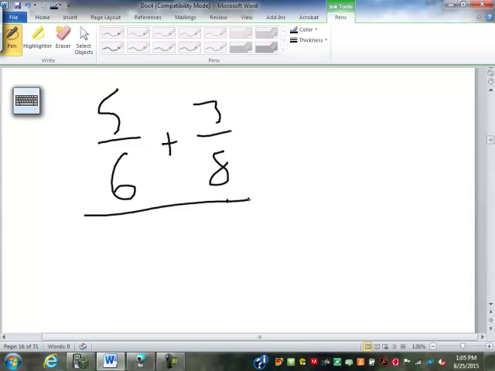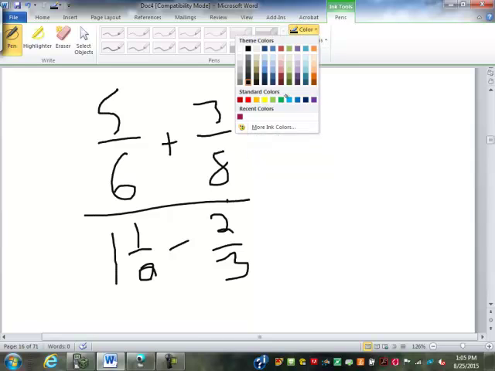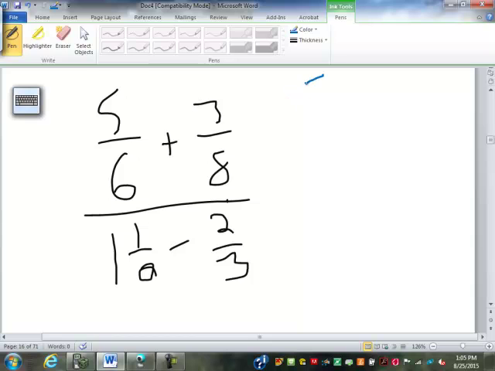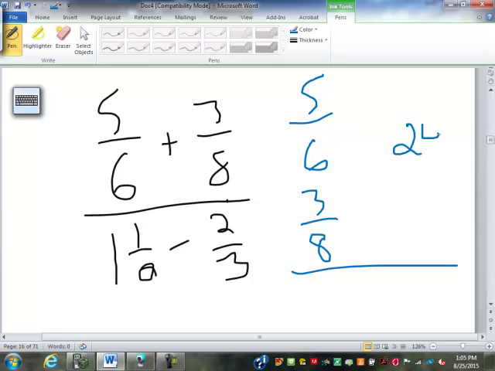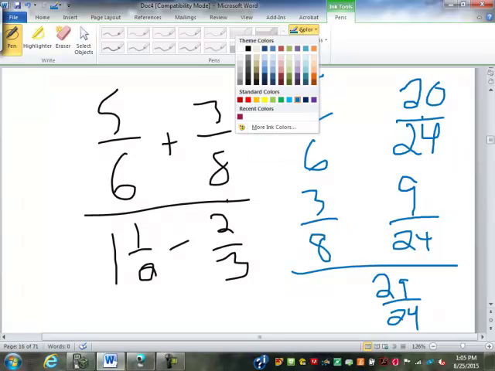We've got 5/6 plus 3/8 over 1.5 minus 2/3. Okay, just like with whole numbers, we have to do the top first. What do we have to do up there? Common denominator. Good. What's that common denominator going to be? 24. What's this one going to be? 20, right? How about this one? 9. So that's 29 24ths, or 1 and 5 24ths.